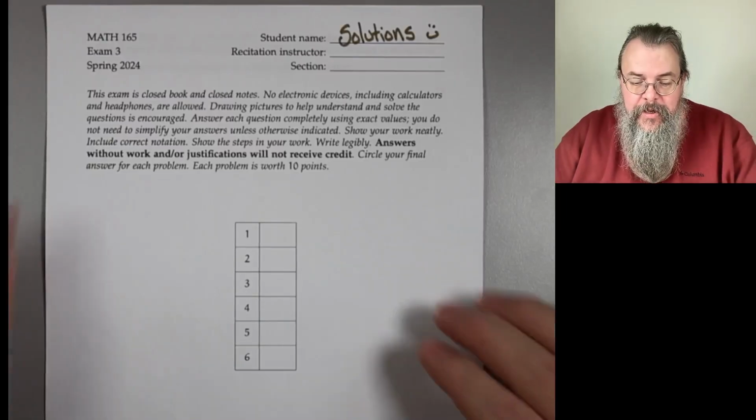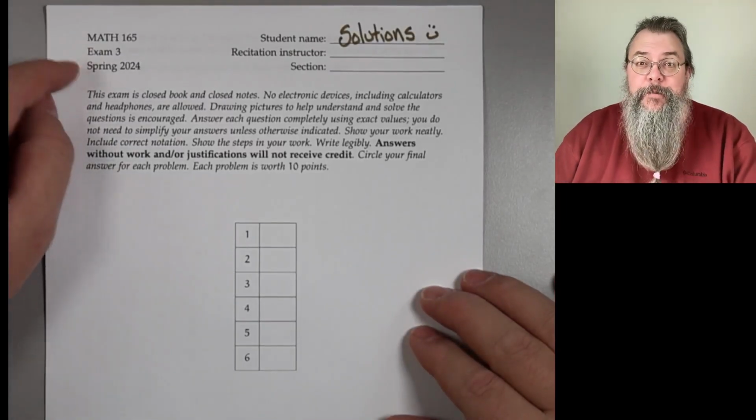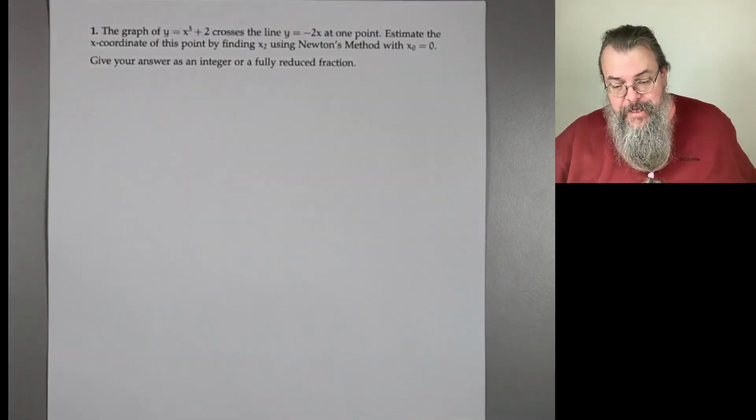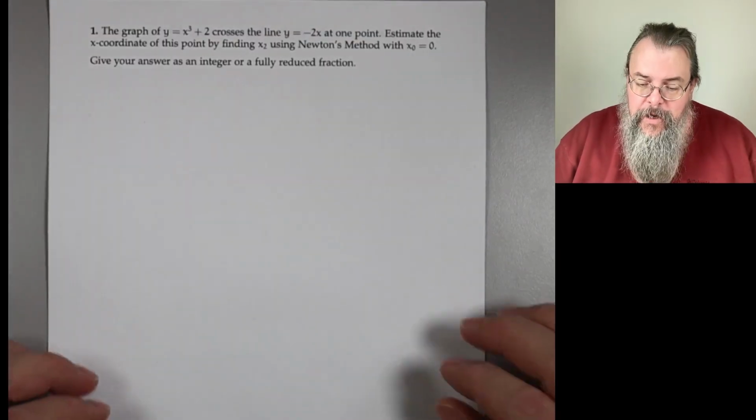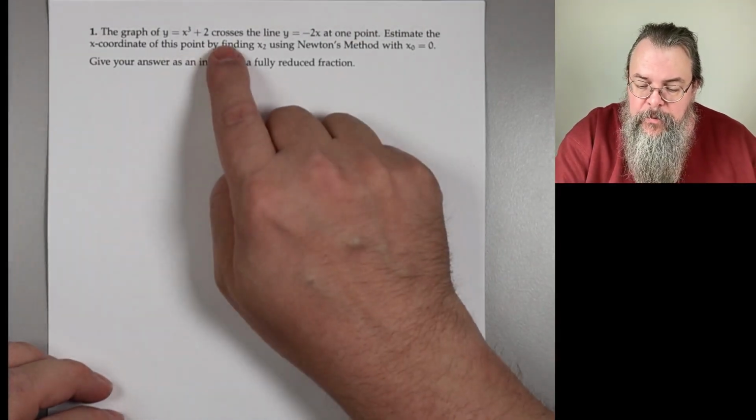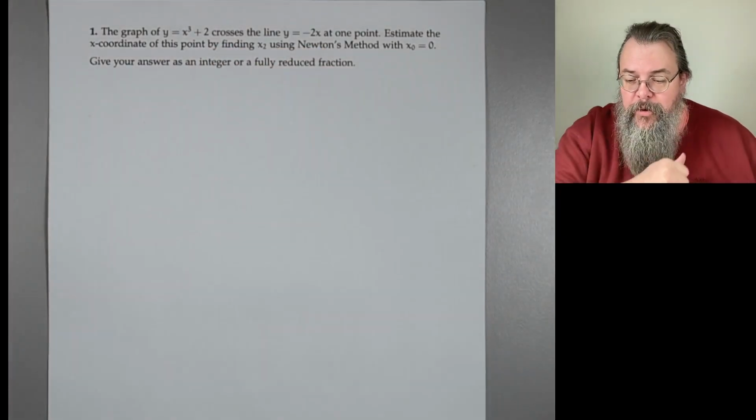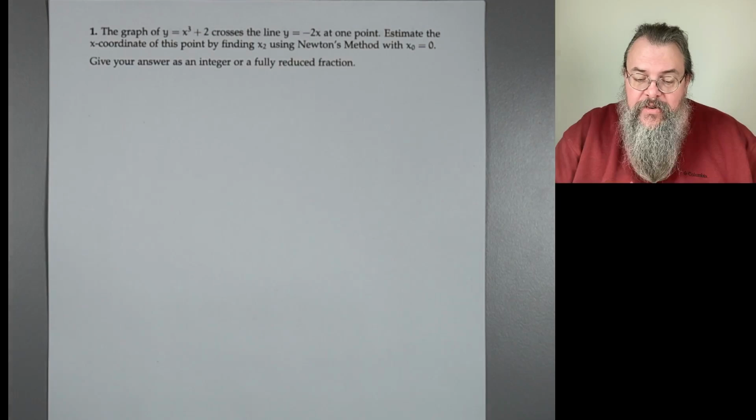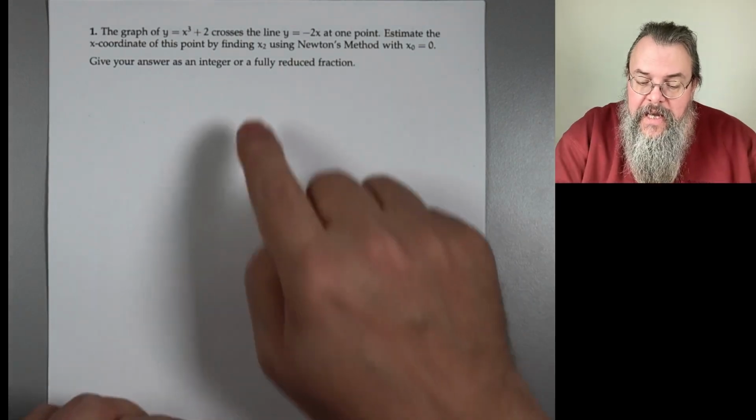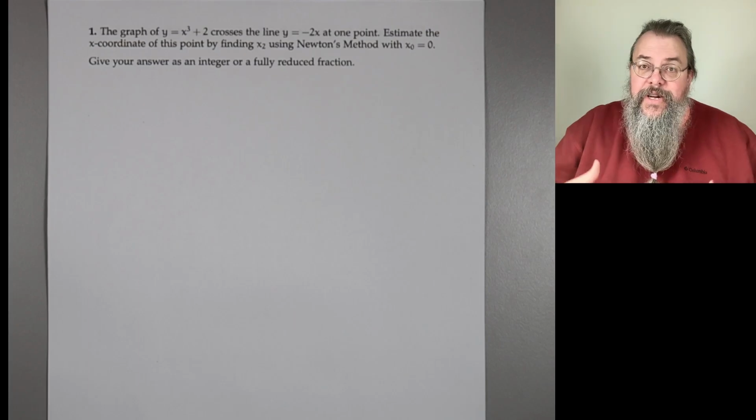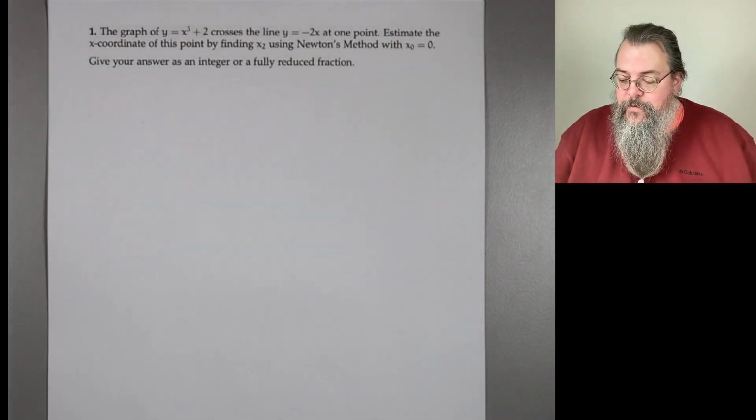So we're looking at the Calculus 1 third exam from spring 2024. 6 problems of fun ahead. Let's begin. The graph of y equals x cubed plus 2 crosses the line y equals minus 2x at one point. Estimate the x-coordinate of this point by finding x2 using Newton's method with x0 equals 0. Give your answer as an integer or fully reduced fraction.